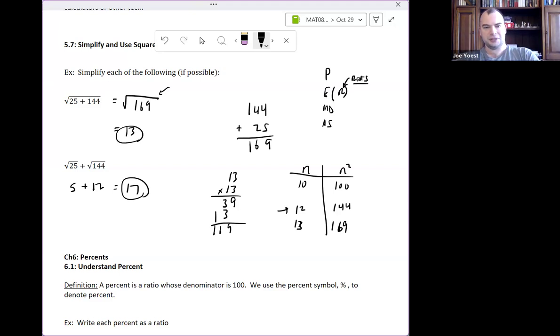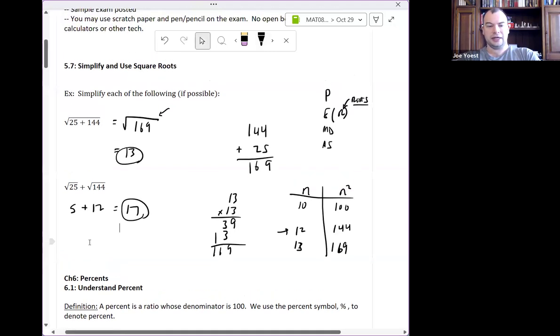Are there any questions on anything in chapter 5, whether it's something on decimals, something in square roots, anything else? Okay.